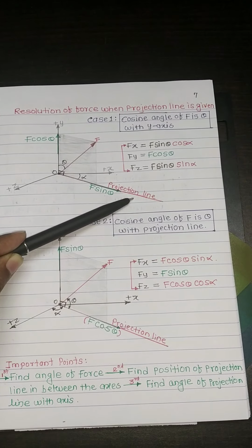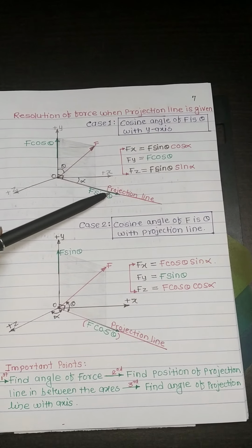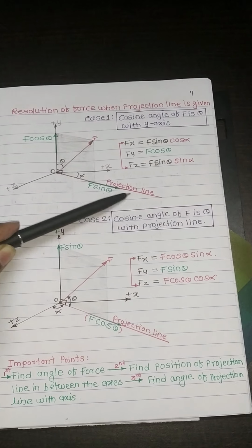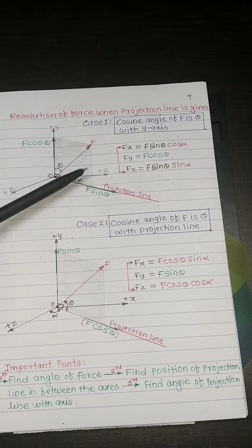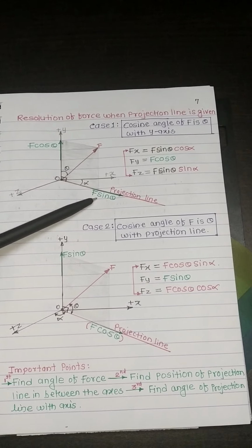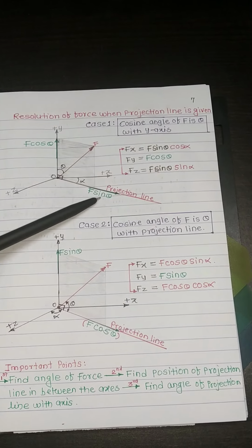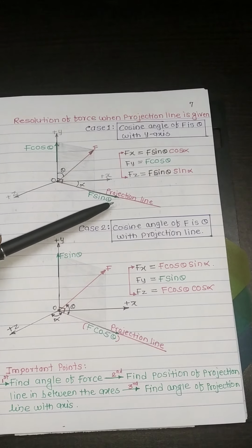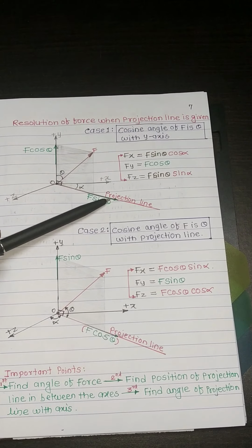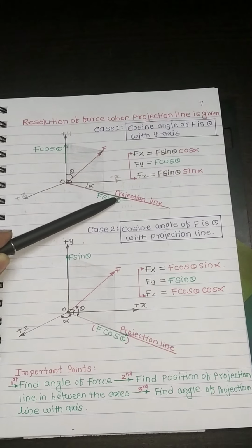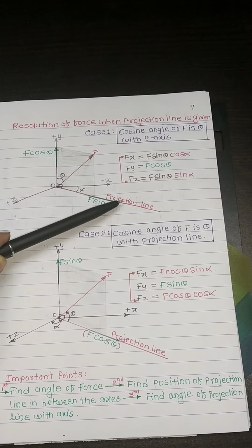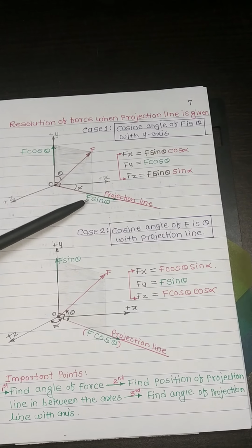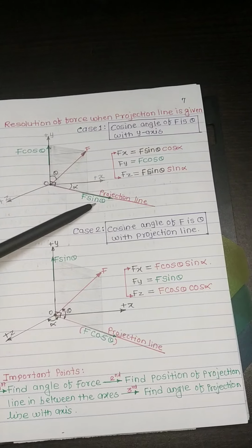Next point you have to observe: in which two axes the position of the projection line is given. The projection line is defined between positive x and positive z. Therefore in this case the component F sin theta is a force defined along the projection line. Then find out the angle of the projection line with any axis. In this case, the projection line has made an angle alpha with the x-axis, and along the projection line there is a force F sin theta.